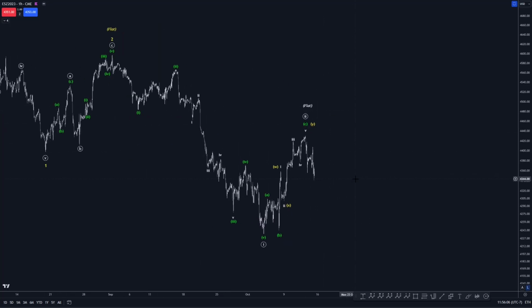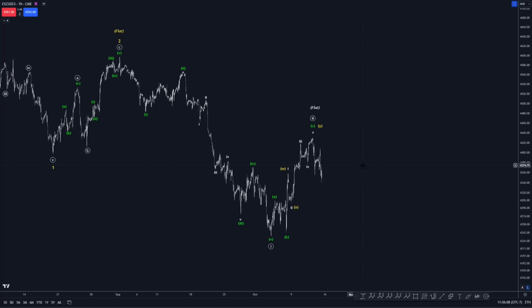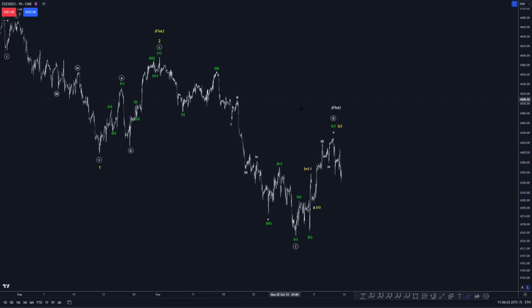And the same thing here. There's two different ways I can see this. I could say that this could be a B, C for W, a quick X, and then an A, B, C for Y. Or if we're playing off the 1-2-1-2, we could also see it as a flat. We have an A, B, C, a 3-wave, a 3-wave, and a strong impulse.